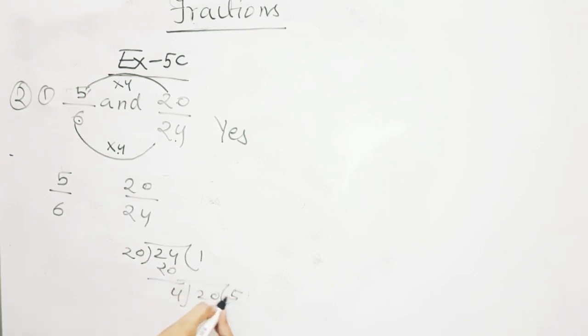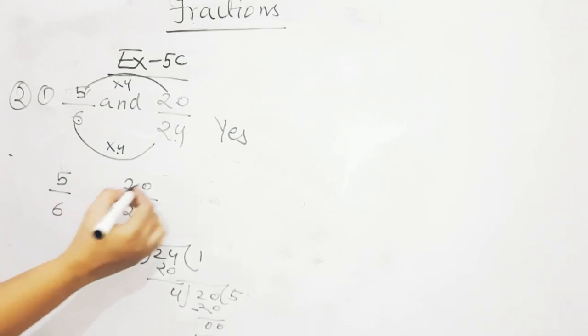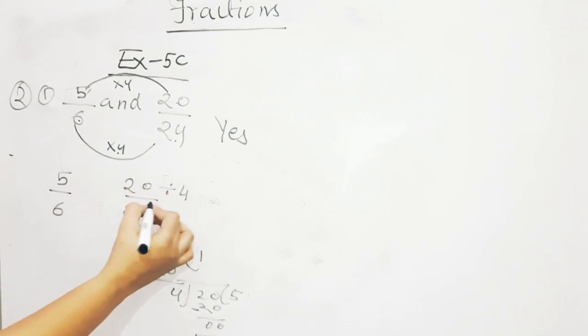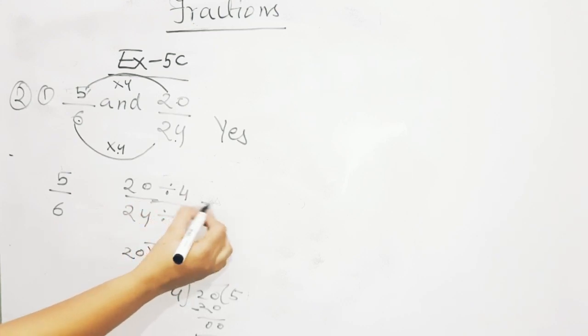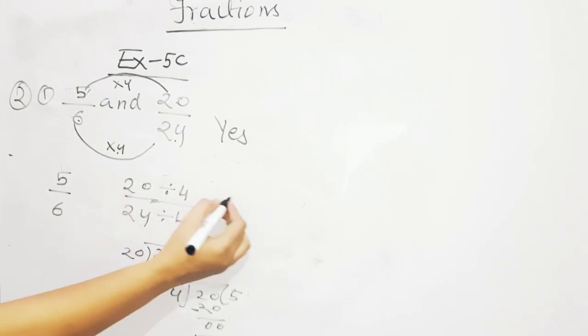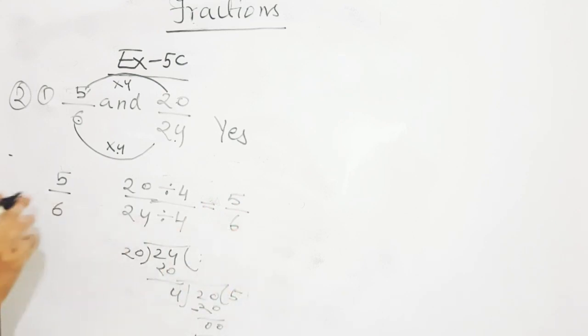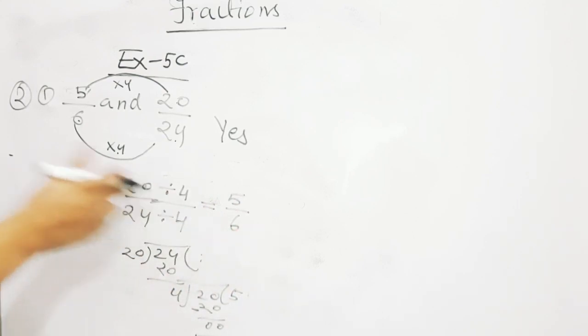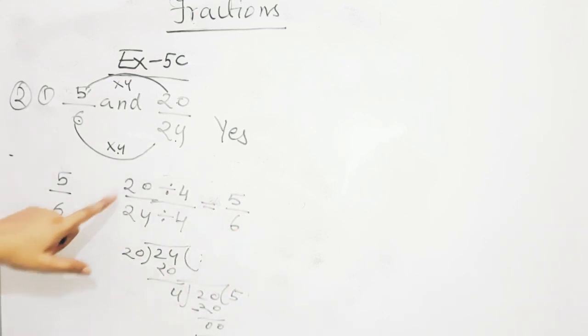क्या है आपका HCF? The HCF of 20 and 24 is 4. तो आप उसको HCF से डिवाइड कर दीजिए, so that you can get this fraction into its simplest form. So 5/6 is equal to 5/6. We have got this fraction 20/24 into its simplest form, and after finding it, दोनों के दोनों आपके क्या हैं? Equal हैं, which says that both the fractions are equivalent fractions.